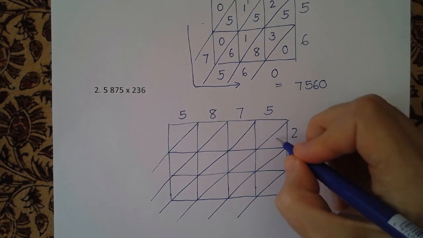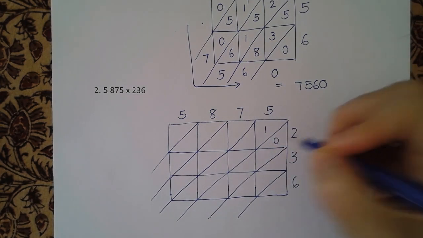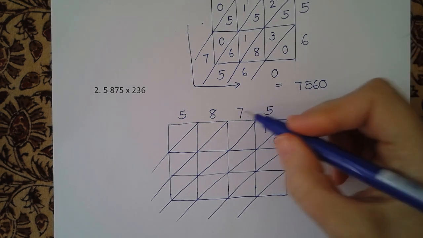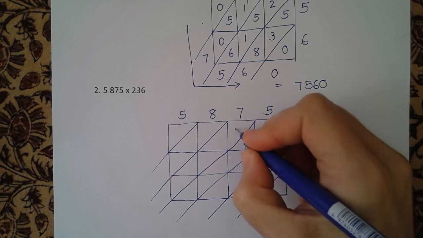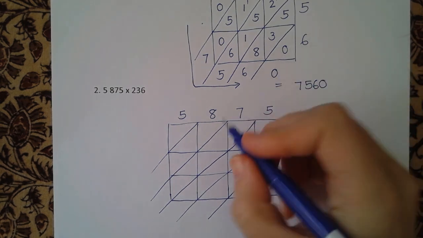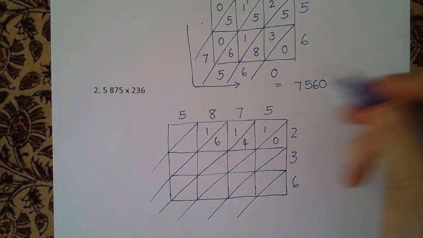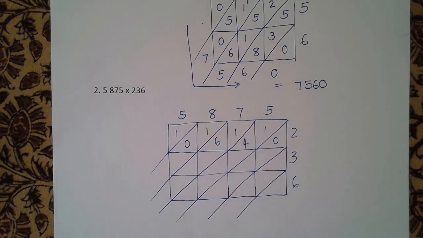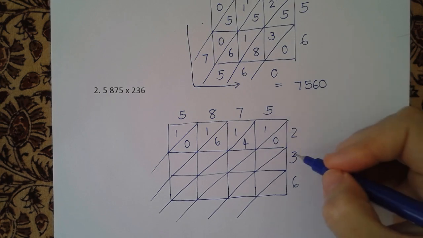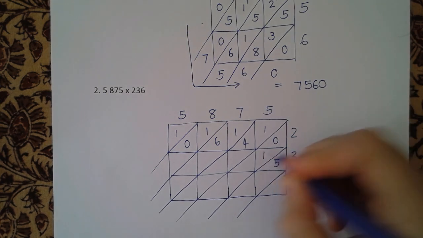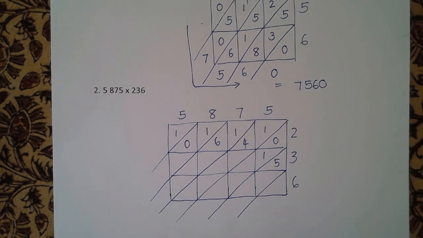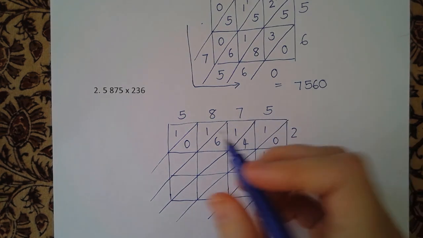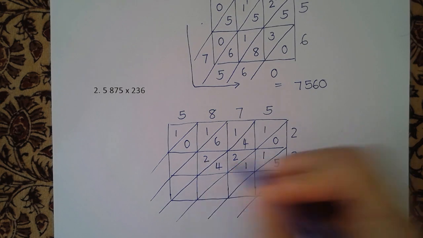5 times 2 is 10, the units under and the tens at the top, or above the line. 7 times 2 is 14. Okay. 8 times 2 is 16. 2 times 5 is 10. So 0 and a 1, the 10 above the line. 5 times 3 is 15. So 5 under the line and 1 above the line. 7 times 3 is 21. 8 times 3 is 24.